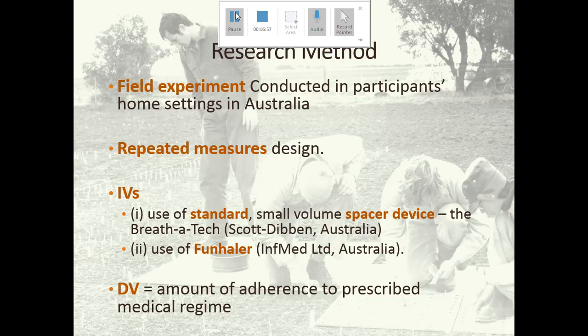The IVs were use of the standard small volume spacer, which was called the Breathatek, and then use of the Funhaler. And the DV was the amount of adherence to the prescribed medical regime. So whether they were using the treatment that they had been told to use.